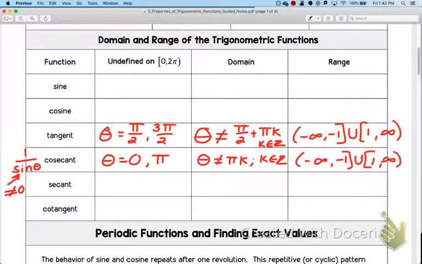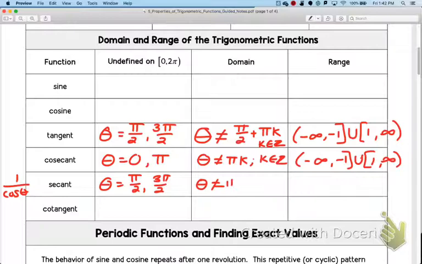Secant, remember, is the reciprocal of cosine, so that's 1 over cosine. So where is my cosine 0 again? Well, it's just going to be the same as the tangent, so at pi halves, 3 halves pi. So how do we write that out again? Theta cannot equal half pi plus pi k, where k is in the integers. And again, my range is going to be negative infinity to negative 1, union 1 to infinity.